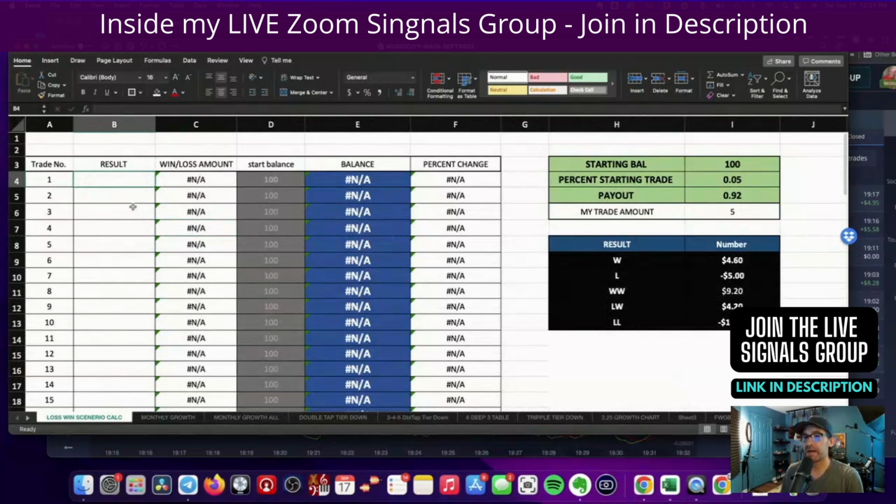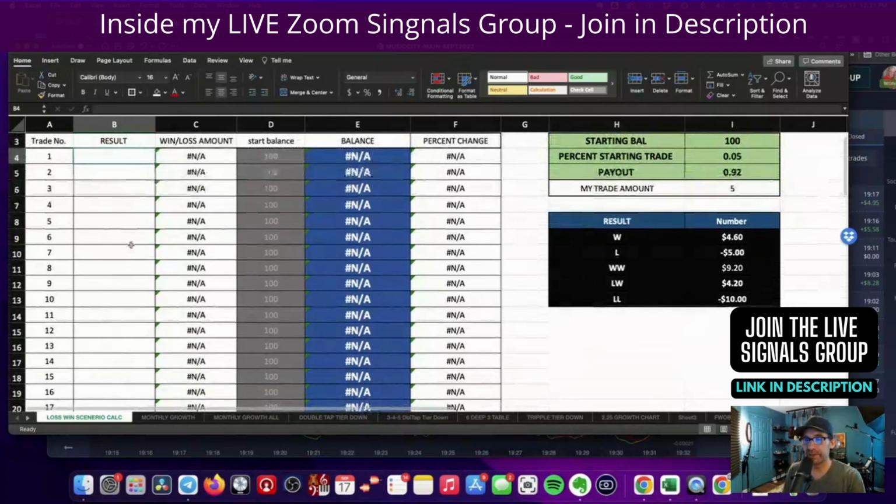This has helped me a lot, because what I do is it's like a video game. I hate to say it like that, but it kind of is like a video game. So I literally keep this open like I was doing today, and if I win, I put W, and I'm in payout. You can change the payout. You can change your starting trade percentage, which is 5%, and you put your starting balance. So you can change all that, and it'll calculate this for you.